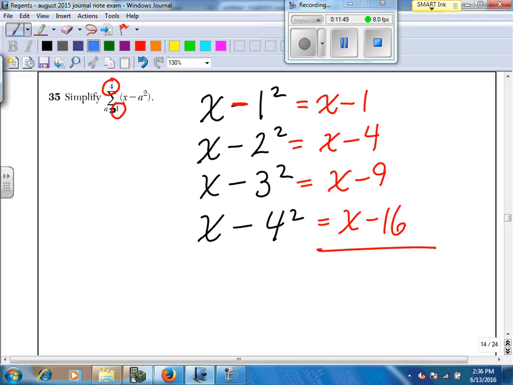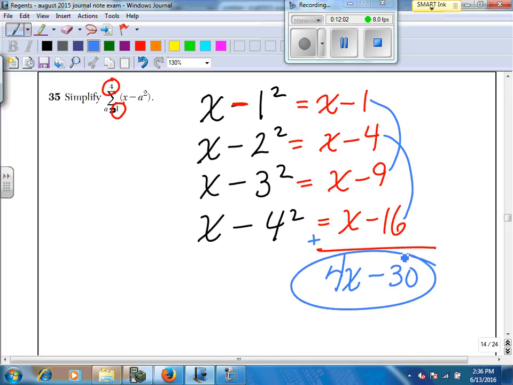And because this is a summation, we need to add those all up. X plus x plus x plus x is 4x. 1, 4, let's see, 4 and 16 is 20. 1 and 9 is 10. So you'll get minus 30 when you add all those up. Again, pretty easy. You can't check this one in the calculator because there's 2 variables there. So that's why they gave you that question, so you couldn't just do it in the calculator.